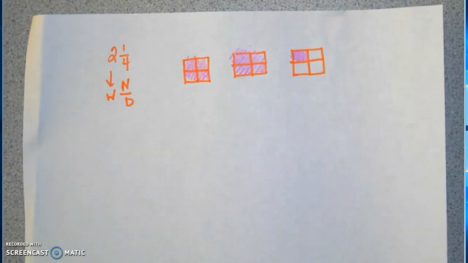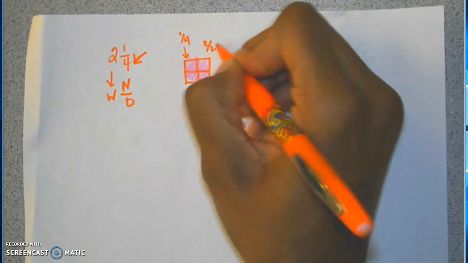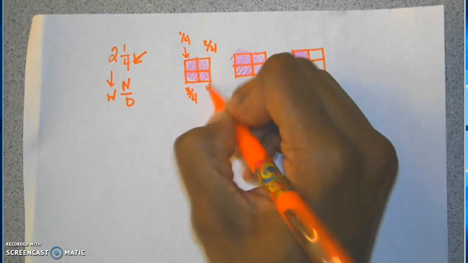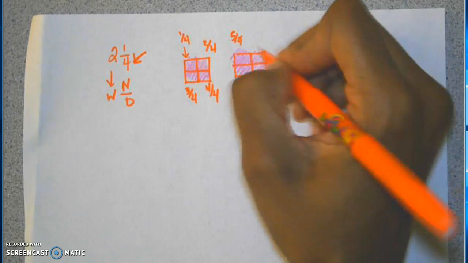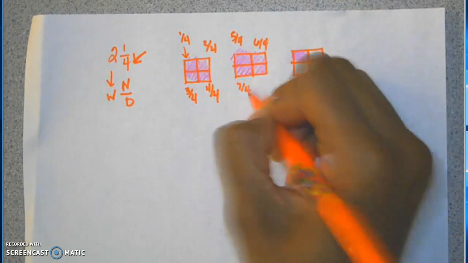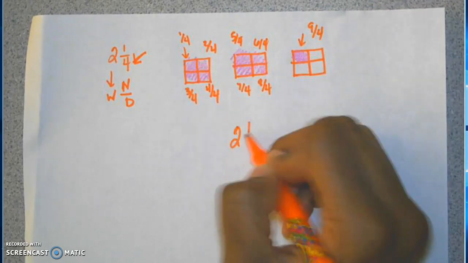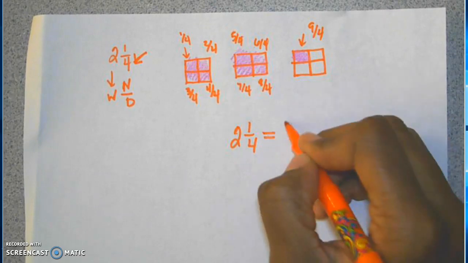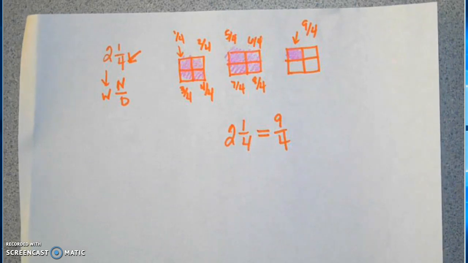So for improper fraction, my question would be, how many fourths do I have? I have 1/4, 2/4, 3/4, 4/4, which we all know makes one whole, 5/4, 6/4, 7/4, 8/4, 9/4. 2 and 1/4 is equivalent, which means they have the same value as 9/4. I hope that when you look at this model, not only do you see 2 wholes and 1/4, but now you also see that there are 9/4.